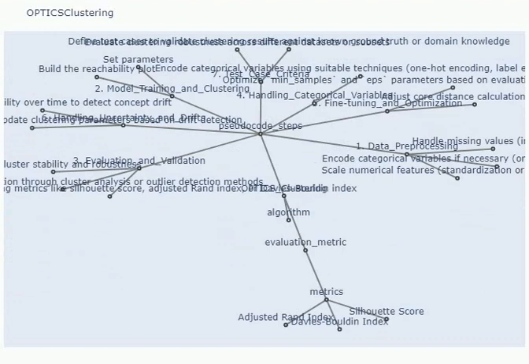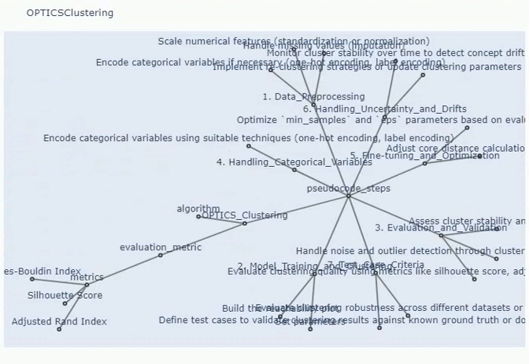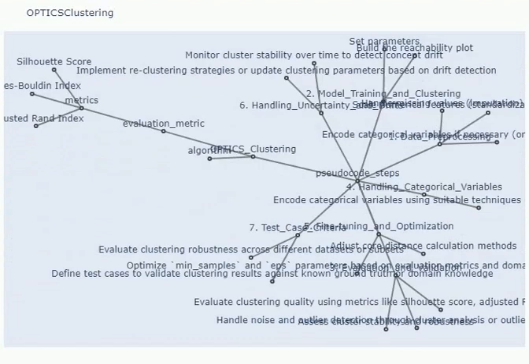Adjusted Rand index measures the similarity between two clusterings, correcting for chance. Davies-Bouldin index measures the average similarity between clusters, with lower values indicating better clustering. Handle noise and outlier detection through cluster analysis or outlier detection methods. Details: identify and manage noise and outliers using techniques suitable for OPTICS clustering.